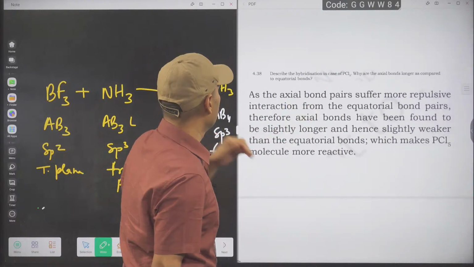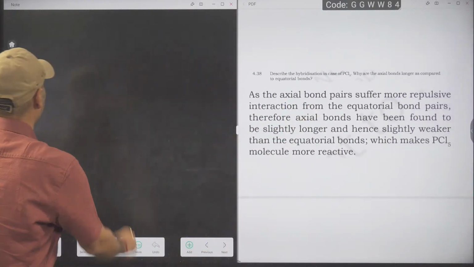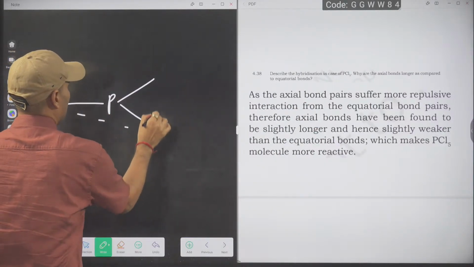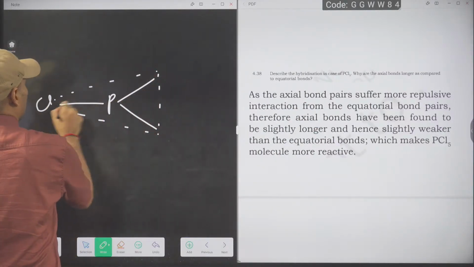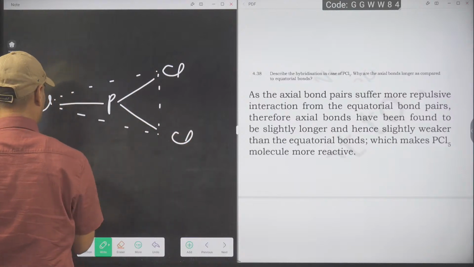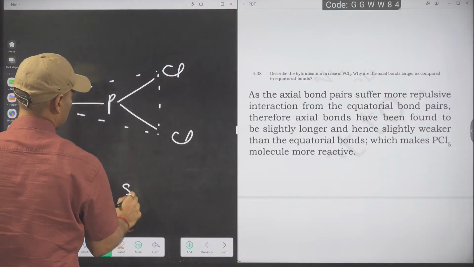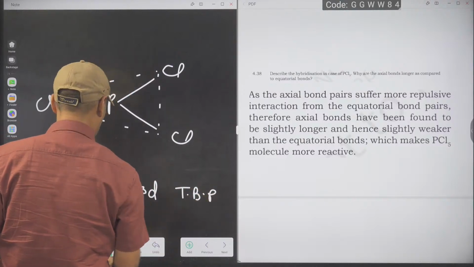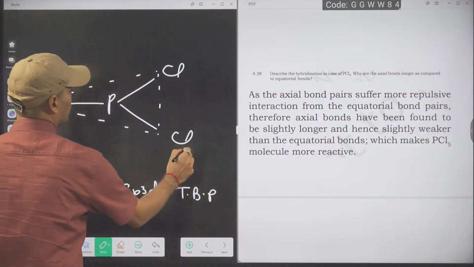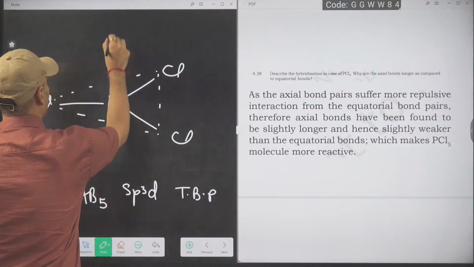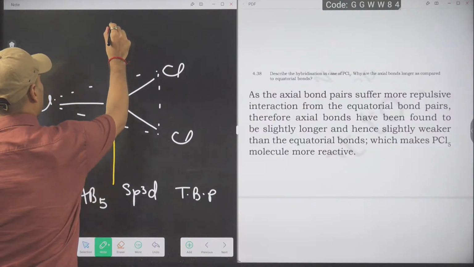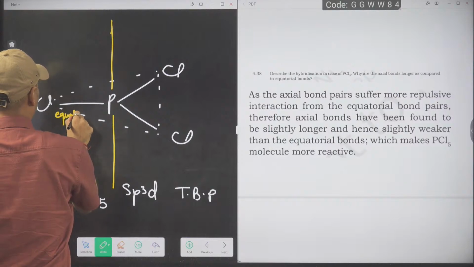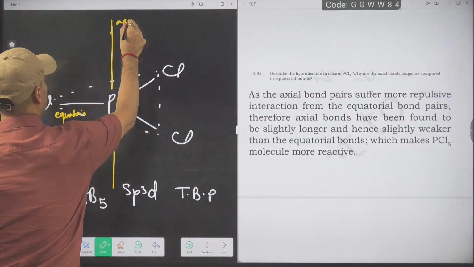There you go. Next question, they are asking PCl5. Everyone knows PCl5. Sir, PCl5, AB5. AB5, sir, means sp3d. What is the shape? TBP, trigonal bipyramidal. In trigonal bipyramidal, there are 2 types of bond. One is equatorial bond, other is axial bond. Batao which is equatorial? This one is equatorial. This one is axial.